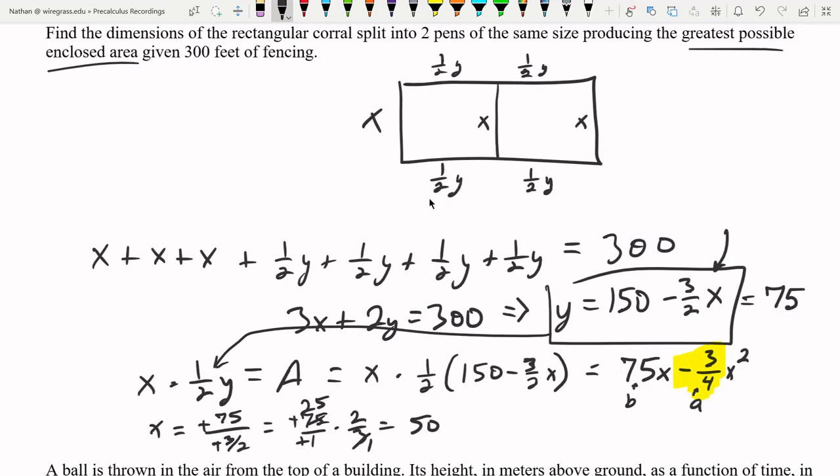If this y was 75, this whole thing was y, right? So that means that each of these portions is going to be 37.5.